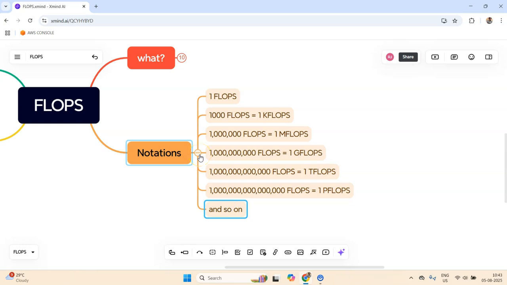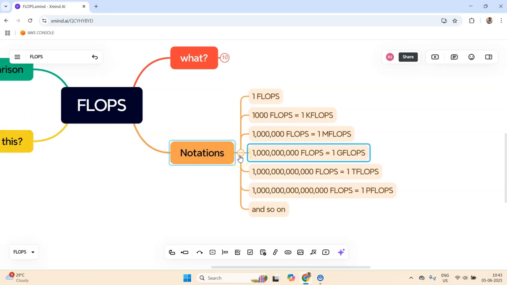Now why do we need these notations? These are numbers of operations, right? Like one flop, 1000, 1 million, and so on. The power of a computer, specifically how good the computer is at solving calculations, will depend on how quickly it can do these instructions, how many of these operations can be done. So we can think of it as how many flops per second the computer can do.